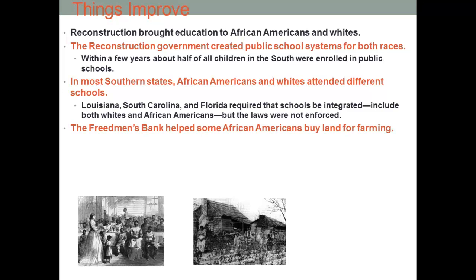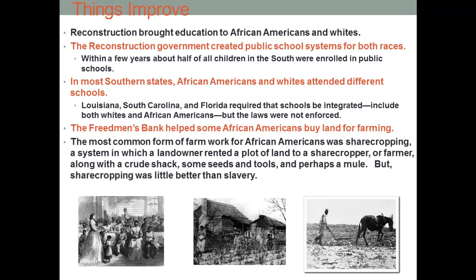The Freedmen's Bank helped some African Americans buy land for farming. Unfortunately, the most common form of farm work for African Americans was called sharecropping. It was a system where the landowner rented a plot of land to the sharecropper, or farmer, with a shack, seeds, tools, maybe even a mule. The sharecropper worked the farm, and when their crops were harvested, received a portion of the crops.